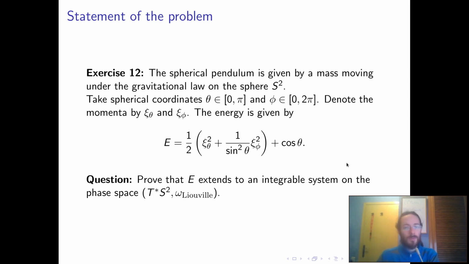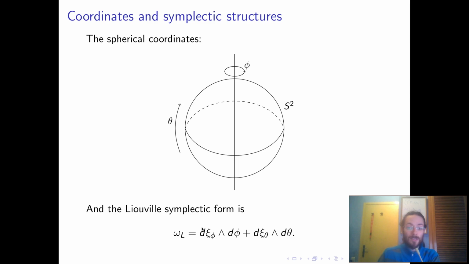because we are just interested in the configuration of the system. So the goal of this problem is to prove that this is an integrable system in the symplectic manifold, the cotangent bundle of the sphere, with the Liouville symplectic form. Just to make things clear, the Liouville symplectic form has this expression here, where each space coordinate is paired with its associated momentum.